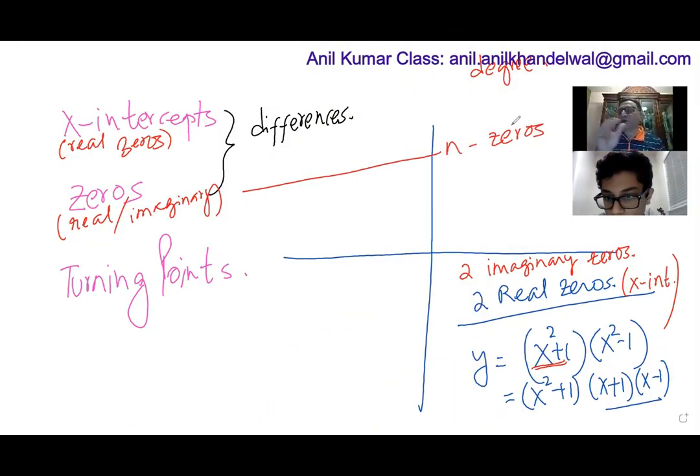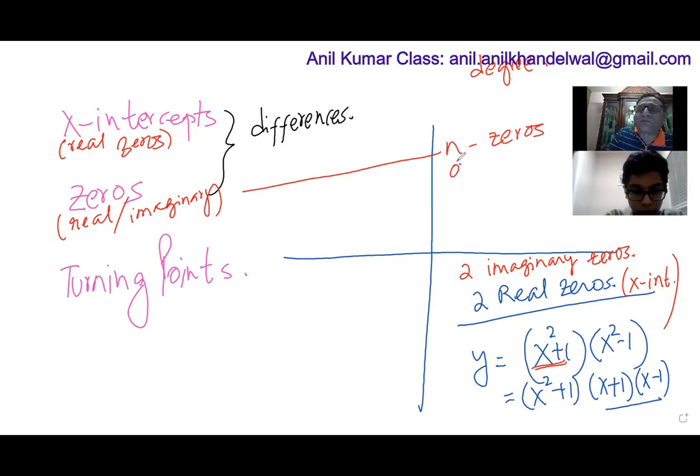You know, square root of minus 1. When that comes, you get iota, i, the imaginary number. That gives you 2 zeros. So imaginary zeros are always in pairs. So now what we learn here is that zeros could be real or imaginary. X-intercepts are the real zeros only, right? So that is one huge difference. Second, zeros have order or multiplicity.